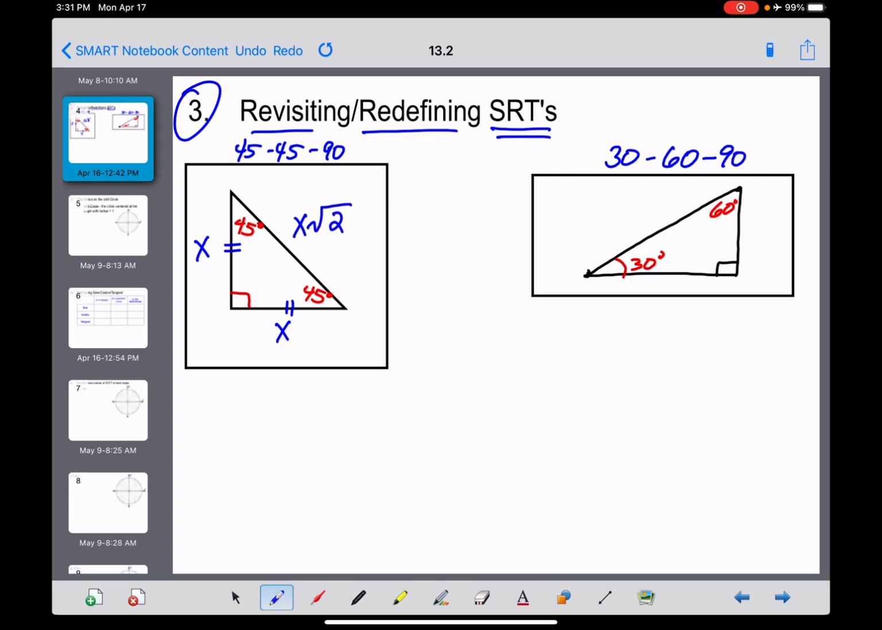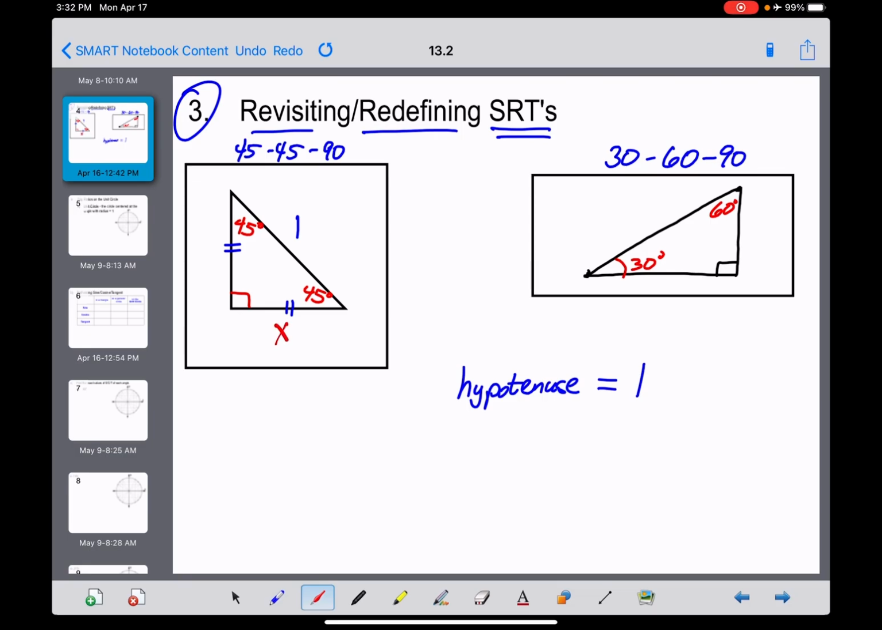And then, in the 30, 60, 90, we named the short leg x, the long leg x times the square root of 3, and the hypotenuse was 2x. All of that is still true. However, what we're going to start talking about is a specialized case of these triangles where the radius, or the hypotenuse, this is important, is always going to be equal to 1. So I would recommend that you put a 1 right here for the hypotenuse and then work to figure out what this x is.